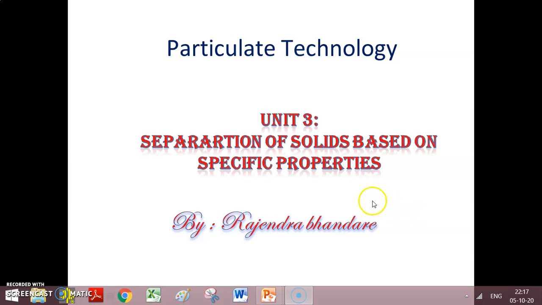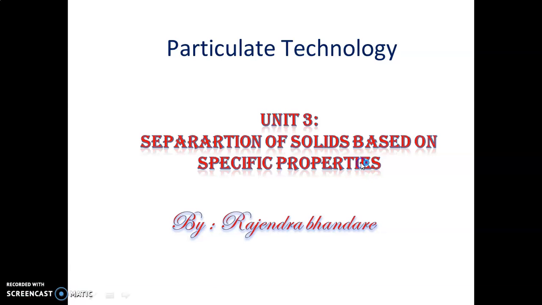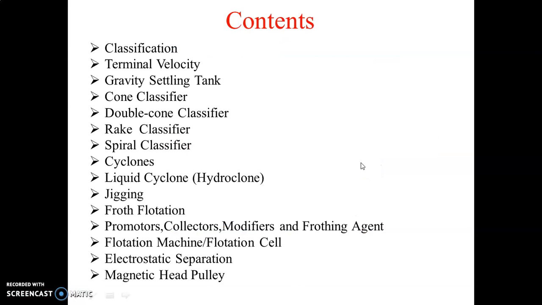Hello students, this video lecture is prepared for the particulate technology subject, and I will discuss unit number 3, that is separation of solids based on specific properties. Some parts of this topic we have already discussed, that is classification, terminal velocity, gravity settling tank and cone classifier. Now we will discuss the remaining equipment like double cone classifier, rake classifier, spiral classifier and the cyclones.